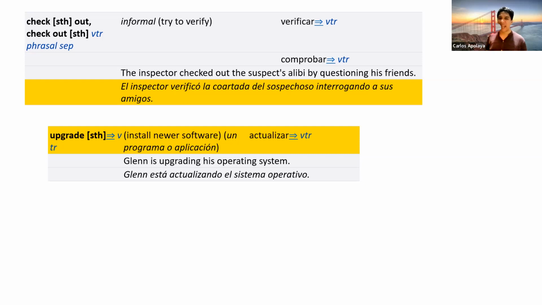Then we have the word upgrade. Upgrade means actualizar. Jimmy, how do you say "te sugiero que actualices la nueva versión de Windows"? I suggest that you update your... No. Upgrade is another. Upgrade is similar. It's just for programs. Upgrade the new Windows version. Okay, pretty cool. Nice. Next one.